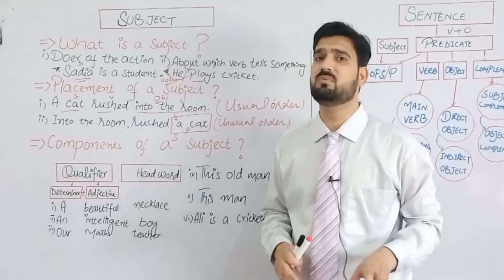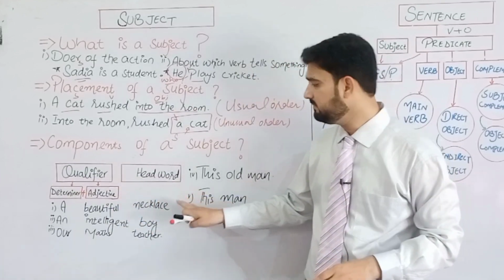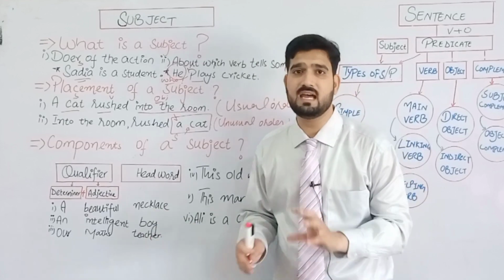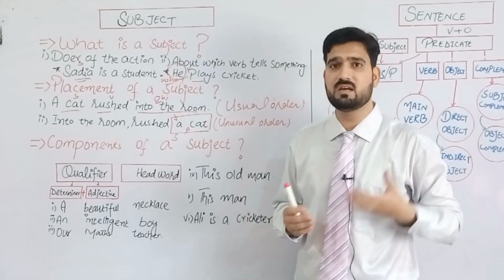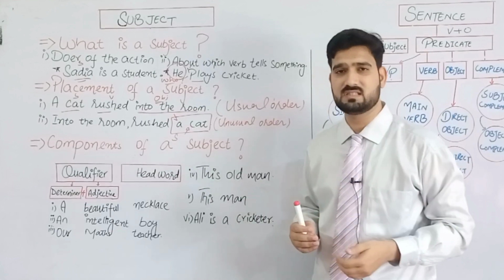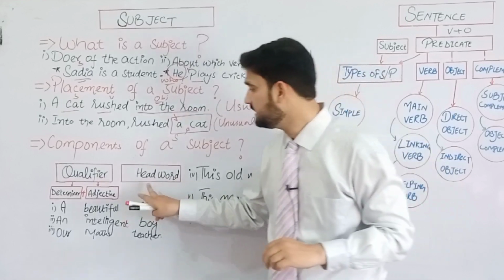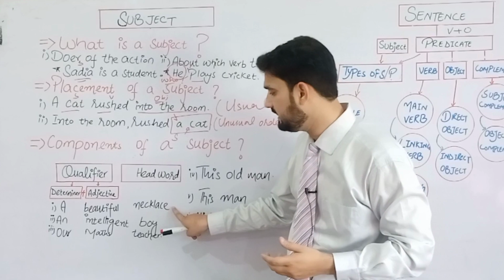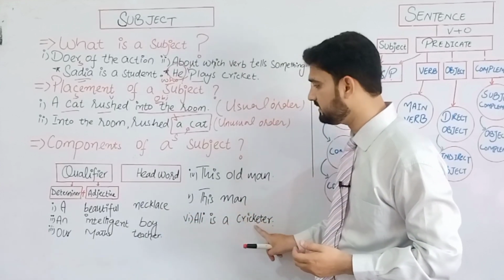What are the main components of a subject? The main component is the head word. Head word means, for example, here I write necklace, boy, teacher. This is the head word. That is our main subject. Why am I teaching you this? Because whenever we analyze the types of the subject, we will see the importance of the head word. So head word means the main word that performs any action. Here: necklace, boy, teacher, man, again man, and cricketer.